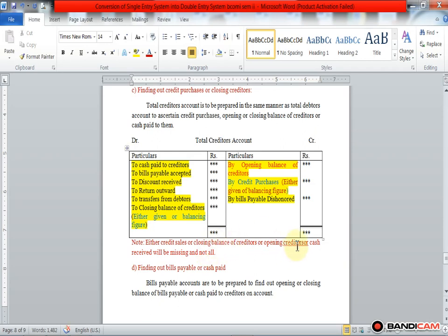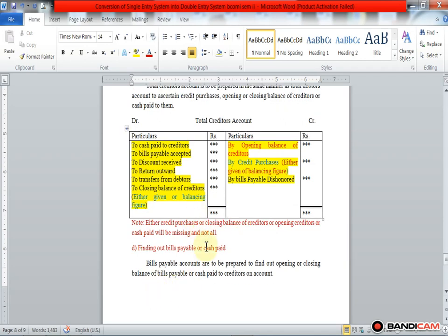Or cash paid. Cash paid to creditors, not received. Here it is credit purchases, not credit sales. In credit purchases, these items are found out; only one item is missing, not all items are missing.